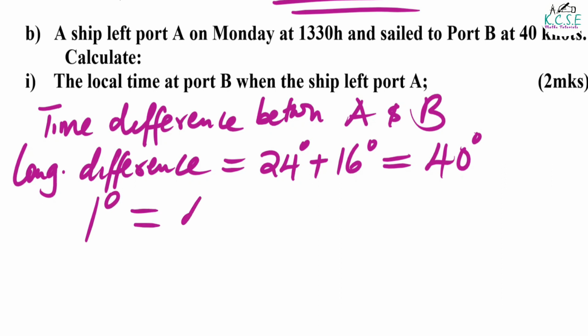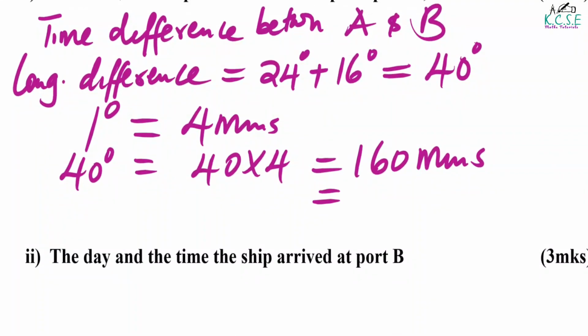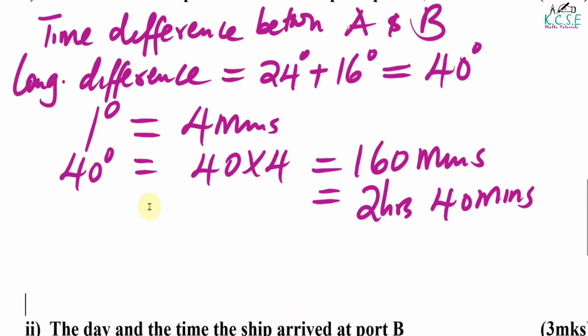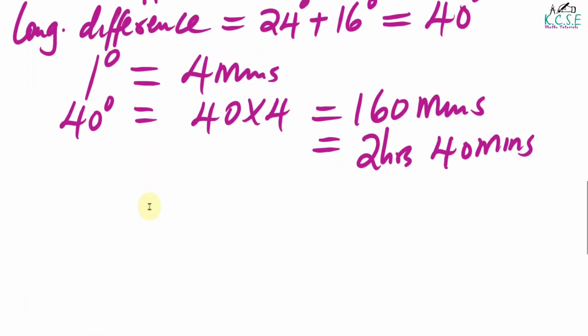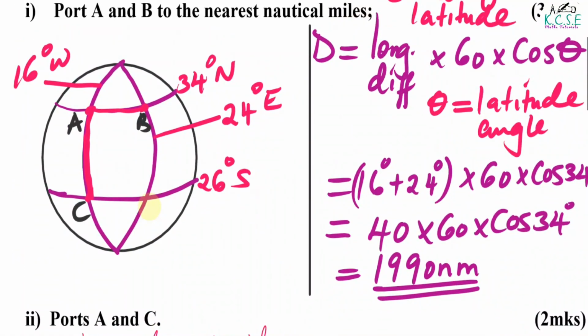So 1 degree has a difference of 4 minutes. So what about these 40 degrees? This will give 40 times 4 minutes, which will give 160 minutes. 160 minutes is equivalent to 2 hours and 40 minutes. So that is basically the time difference between these two meridians, A and B.